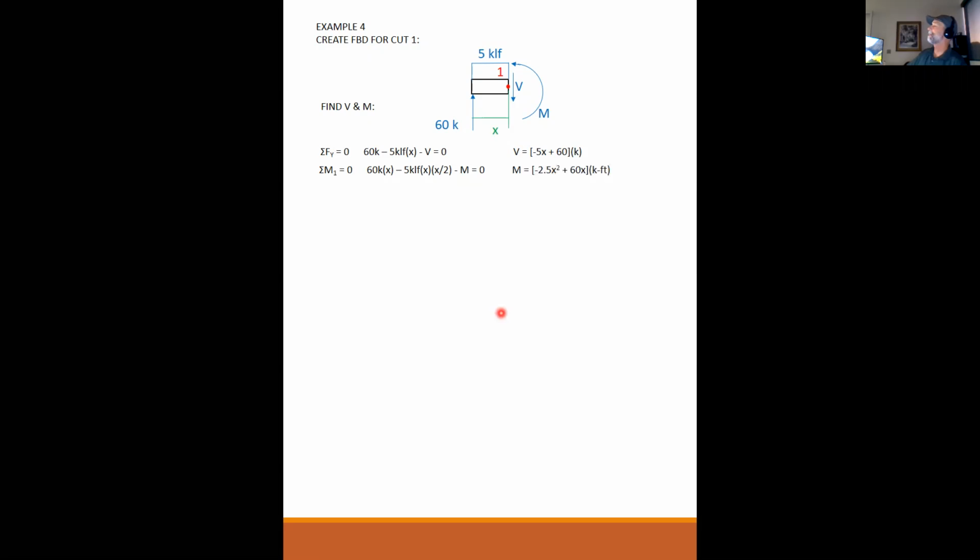Solving, I have my moment is equal to minus 2.5 X squared. That's this part here, plus 60X is this half over here. And my units are kip feet. This cut is valid, or these equations are valid, from 0 to 30 feet. Now we need cut number 2.